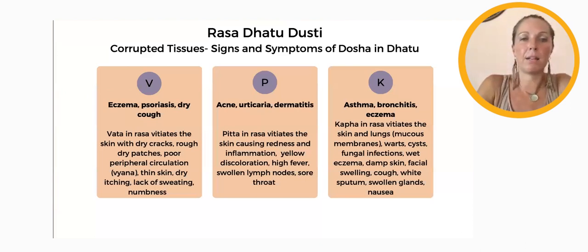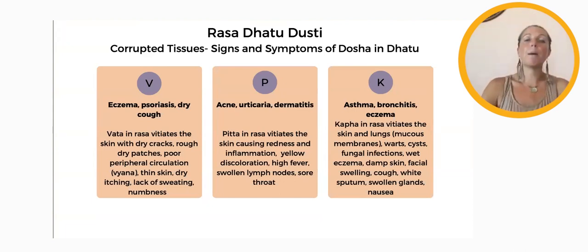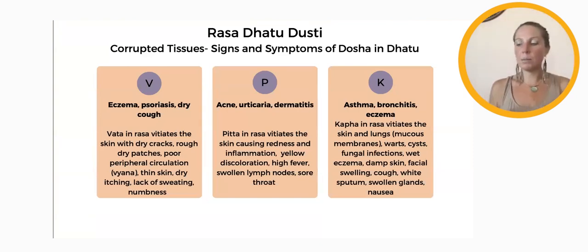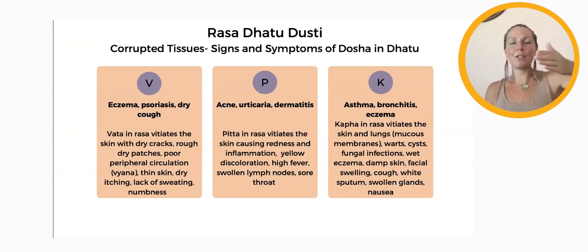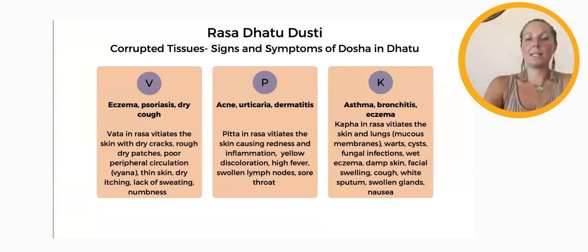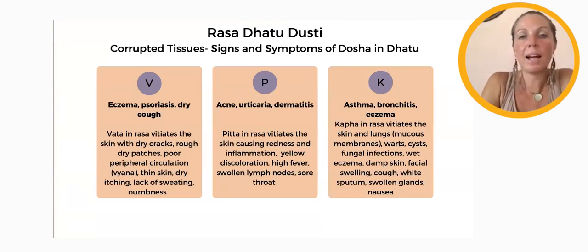And we might see then dry skin, rough patches, poor peripheral circulation, thin skin, dry itching, lack of sweating, or numbness, okay? If pitta was increased and provoked through diet and lifestyle, as it overflows, it's becoming aggravated and accumulated and then tipping over into Rasa Dhatu. We might see redness, inflammation, yellow discoloration, high fever, swollen lymph nodes, or a sore throat.